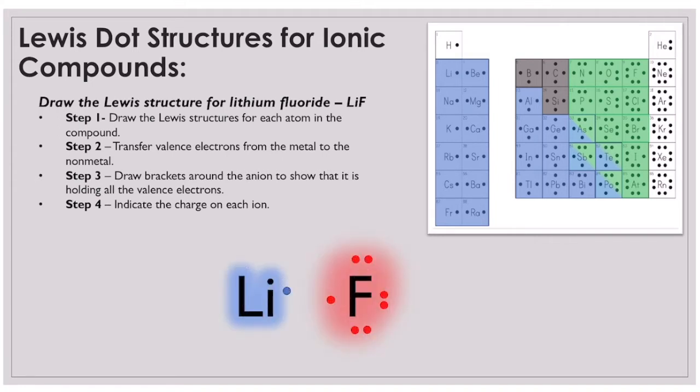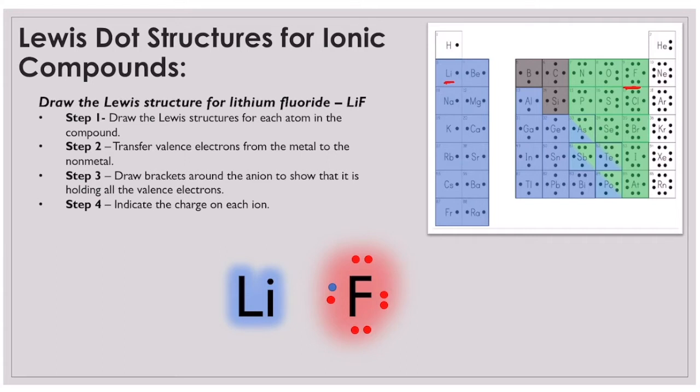Then we want to show the transfer of electrons from the metal to the nonmetal. So lithium is a metal. It's got a low electronegativity and it's going to lose electrons. And fluorine is a nonmetal right over here, and it is going to gain electrons from lithium. So we're going to just show that quick transfer of electrons.